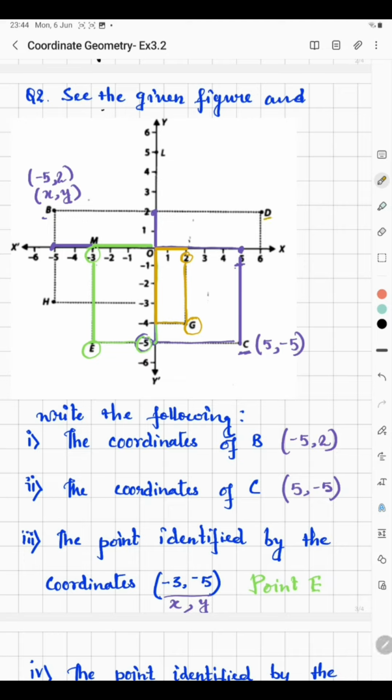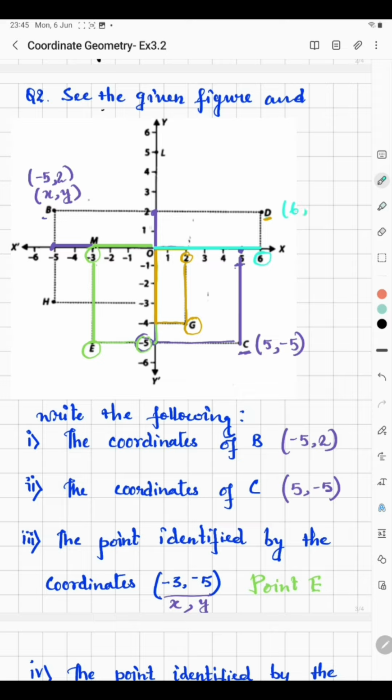Okay. Now we'll just see the figure. See, point D is over here. To write the coordinates, we first have to find the value of x. Here is point D, to the right side of the origin, so we'll go towards the right side of the origin. We'll go up to this. Now here we can see that the value of x is 6, right?